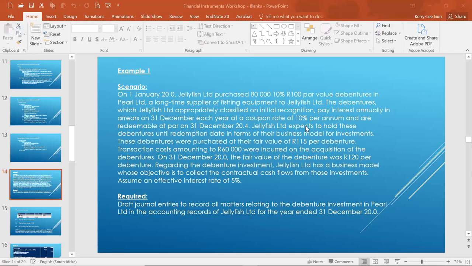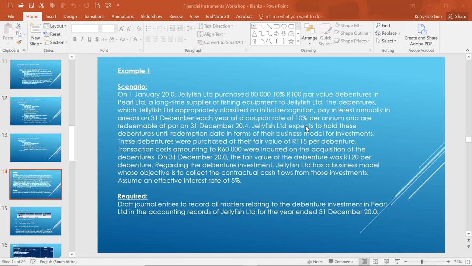Remember, very important. Pearl is a long-time supplier of fishing equipment to Jellyfish Limited. The debentures, which Jellyfish Limited appropriately classified on initial recognition, pay interest annually in arrears on 31st of December each year at a coupon rate of 10% per annum and are redeemable at par on 31st of December 20.4. Jellyfish Limited expects to hold these debentures until redemption date in terms of their business model for investments. These debentures were purchased at their fair value of 115 Rand per debenture.